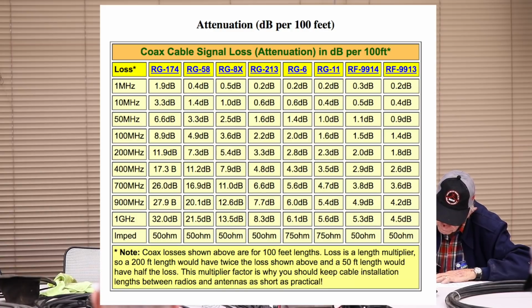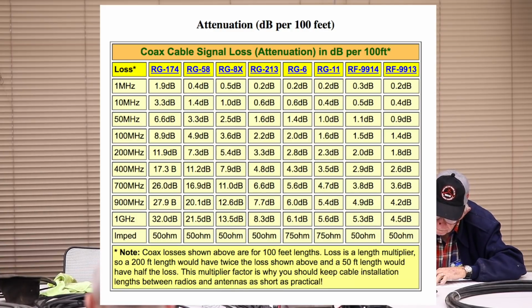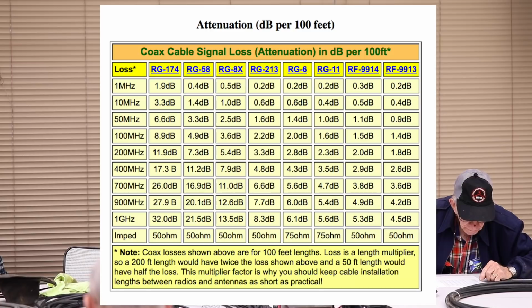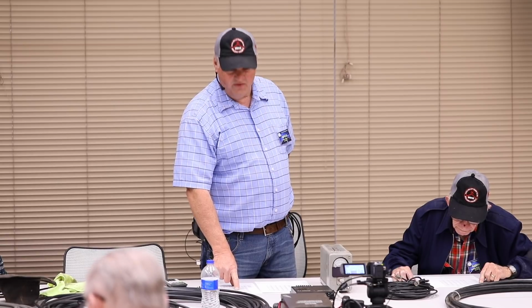Okay, at 400, what's the loss? So you go on the left-hand column, look down, and you'll see 400 megahertz, okay? Because that's close to our ham band. Then you slide your finger over to the right, and you stop where the top column says RG8X, okay? What's that number? 7.9 dB, right? So that's per 100 feet. You can take that number and, with your $8 calculator from wherever, take 7.9 and divide that by 100, and you get 0.079.